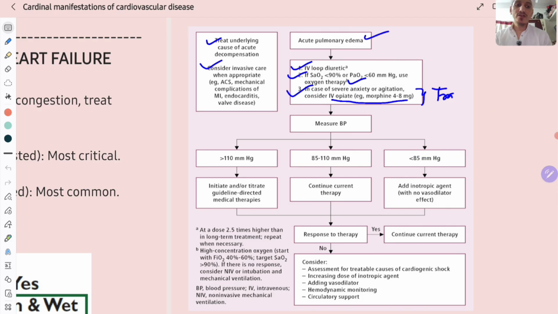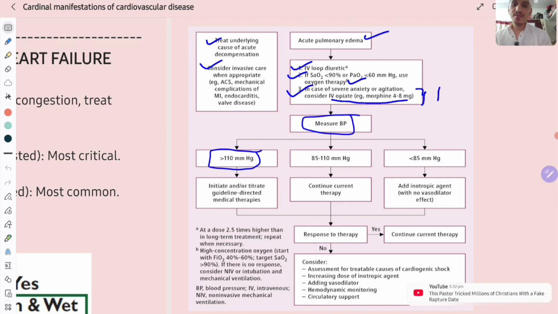so how will you monitor when you are giving diuretics? Measure the BP. If the BP is more than 110 mmHg, initiate and or titrate guideline directed medical therapies. What are the guideline directed medical therapies? Remember 4 drugs. These 4 drugs comprise guideline directed medical therapy.